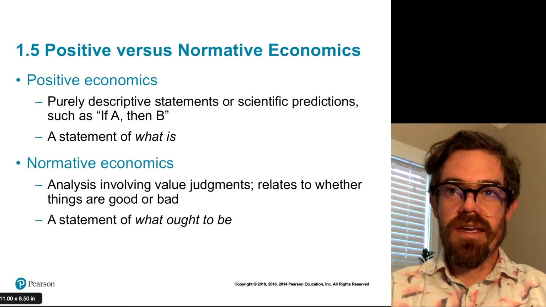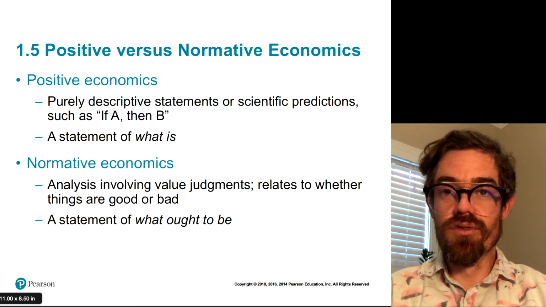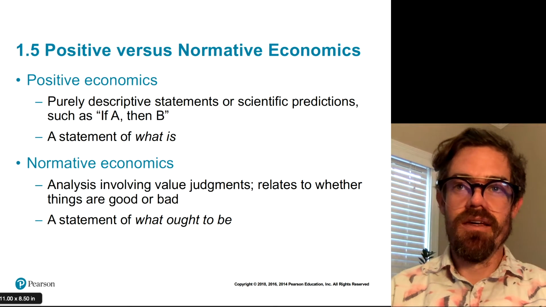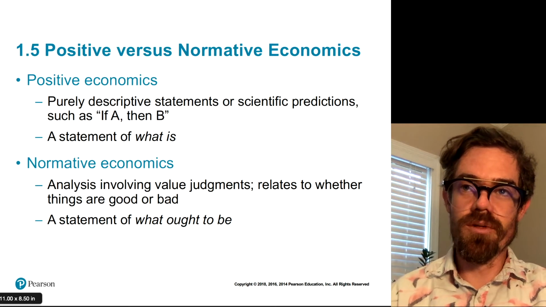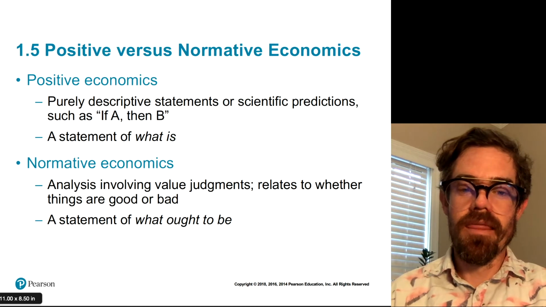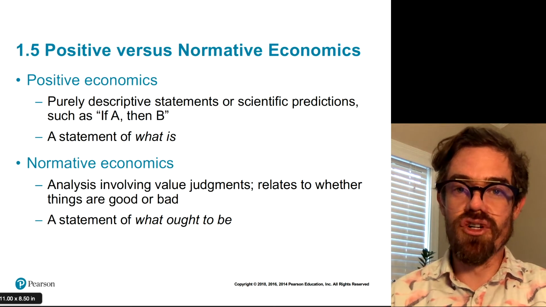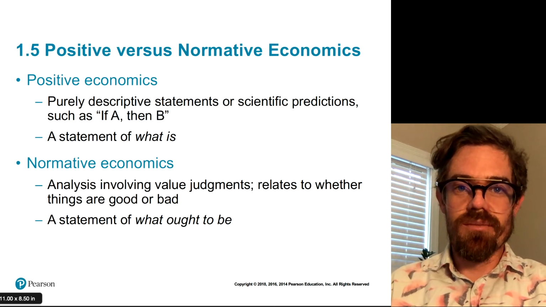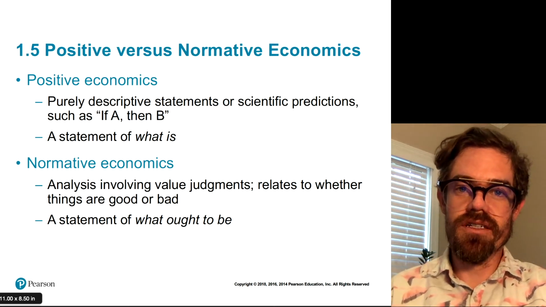So when you're trying to decide whether a statement is positive, ask yourself, well, can it be proven true or false? If it can, then it's a positive statement. The other type of statement is a normative statement. Let me take a step back. So normative statements are statements about how the world should be or ought to be. And they are statements that involve value judgments, like whether things are good or bad. And in contrast to positive statements, these types of statements cannot be tested and proven true or false.